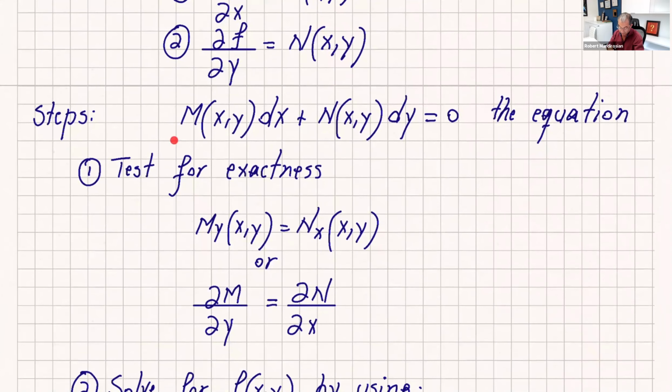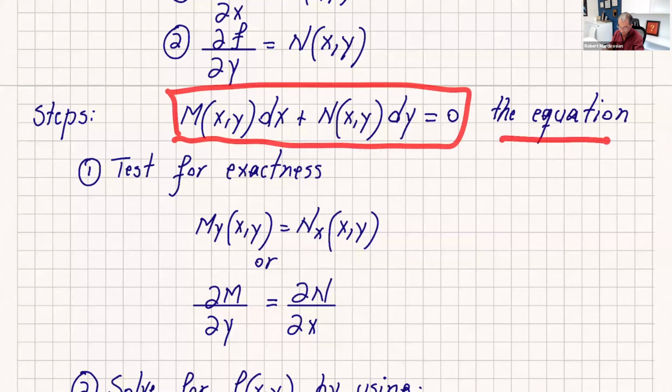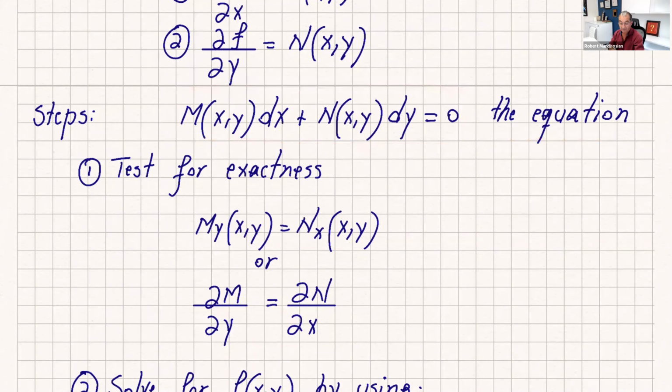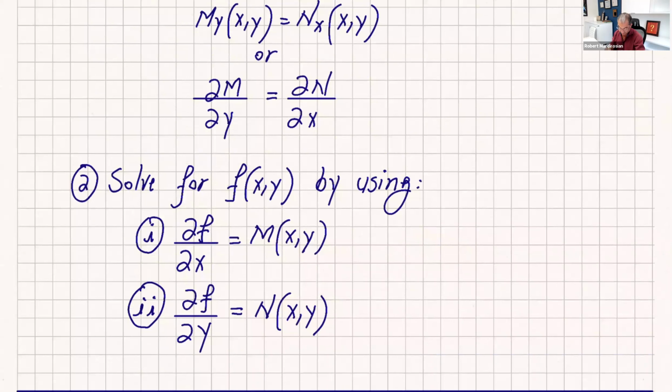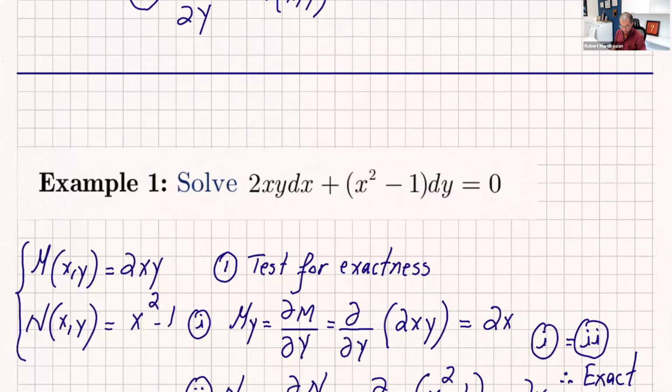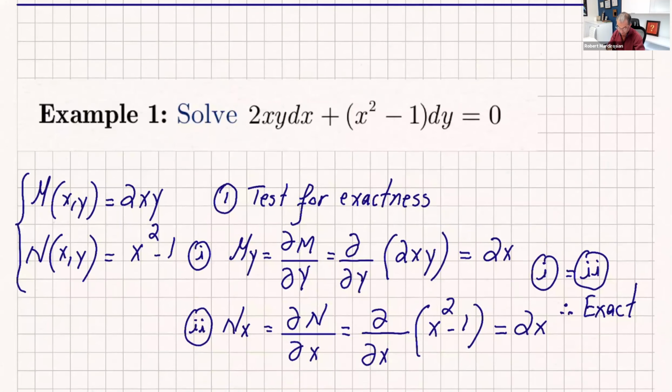Steps. So you are going to be given an equation like this. That's the equation. Step number 1, check for exactness, because not all the time they're exact. So you take the partial of M with respect to y, and you take the partial of N with respect to x, and they have to be equal to each other. Or again, this is the Leibniz notation, a different type of notation, but they mean the same thing. Step number 2, if it's exact, then you can use these to solve for f of x. So I think let's take a look at this example, and that's going to make a lot of sense.